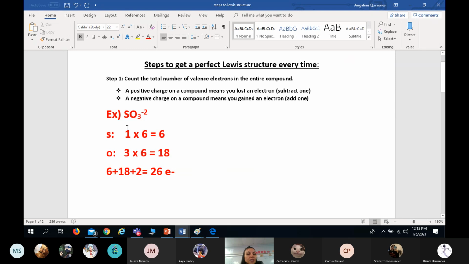So far, all we've said is that you're going to start with step one, and this is how we get the perfect Lewis structure every time. So we're going to follow these steps in order. So the first step is to count the total number of valence electrons.